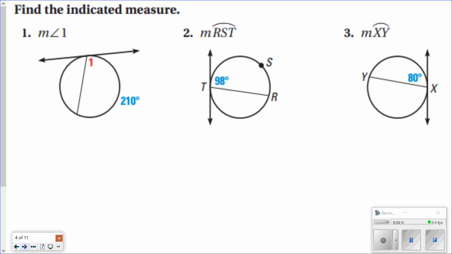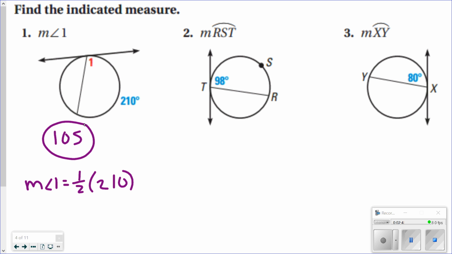So let's see if you can answer these ones on your own. For number 1, what is the measure of angle 1? Well, the correct answer is 105. How did we get that? Well, we know that the measure of angle 1 is equal to 1/2 the measure of its arc, which is 210. Plug that in your calculator, we get 105.